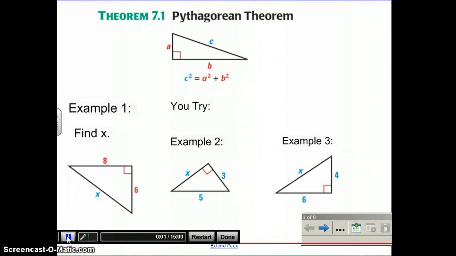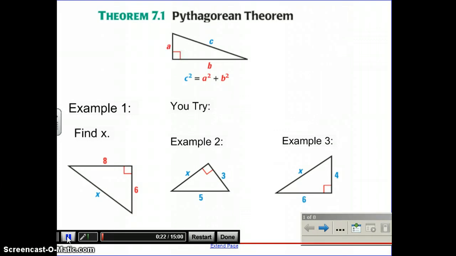Today we're going to talk about the Pythagorean Theorem. Most of you have already seen this at one point or another, so hopefully this is a lot of review. As we all know, the Pythagorean Theorem is a squared plus b squared equals c squared, where c has to be the longest side, which is the side across from the right angle.